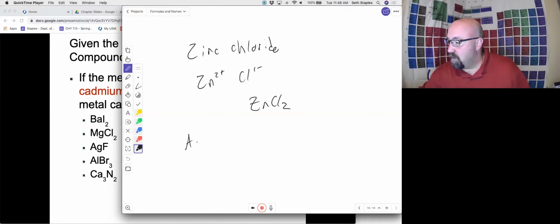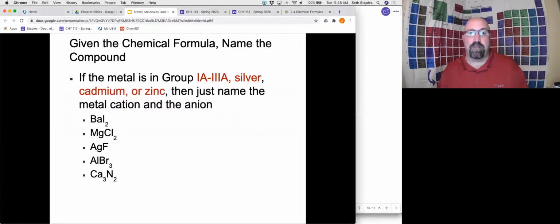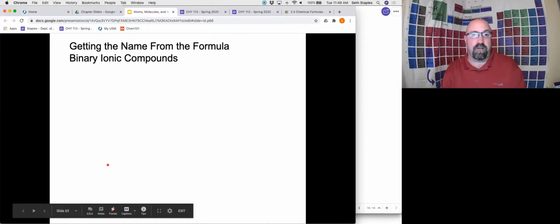Likewise, maybe we've got silver chloride, so AgCl. Silver will only ever be a +1, so we can just go with the name silver chloride. Well, those are the only exceptions when it comes to transition metals: silver, cadmium, or zinc. The rest of the time, you will need your Roman numerals there.